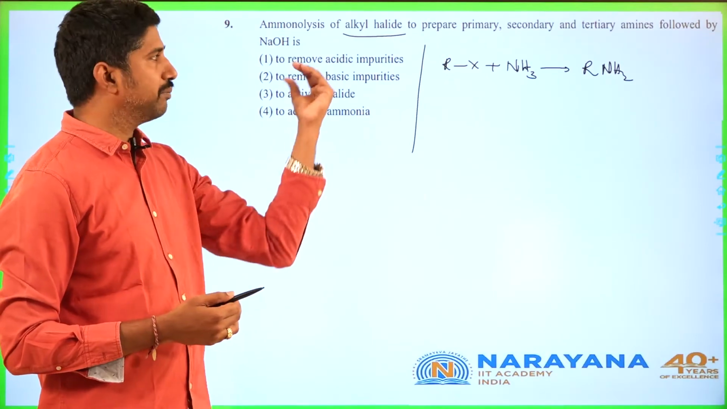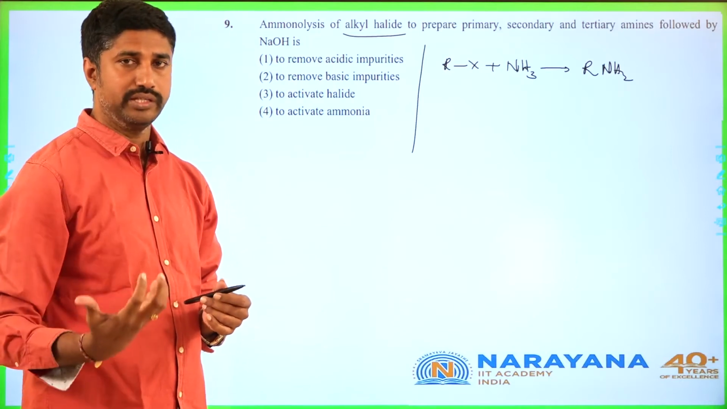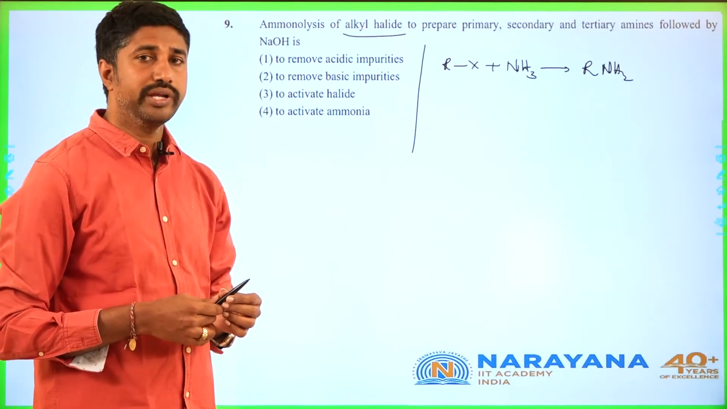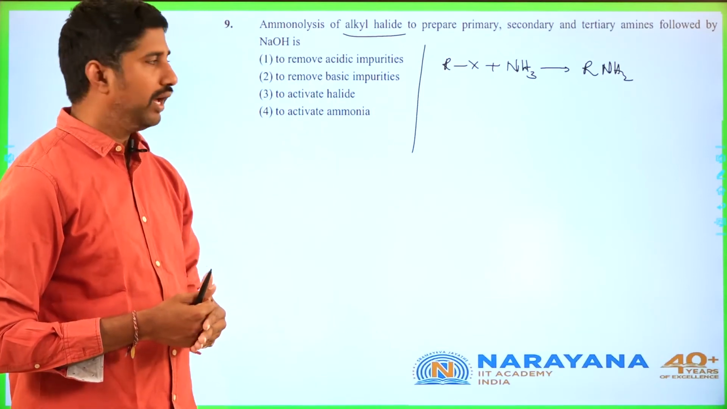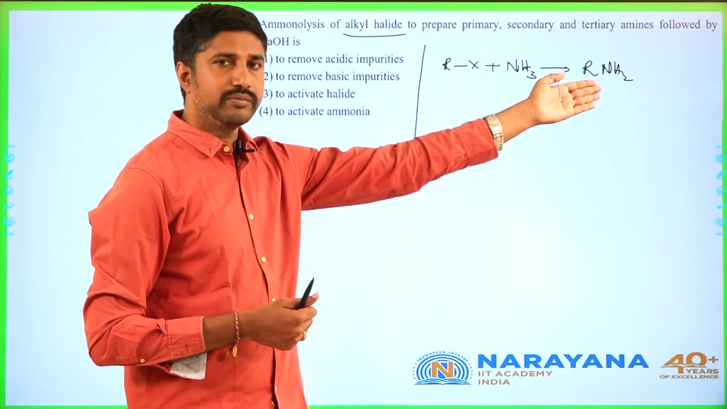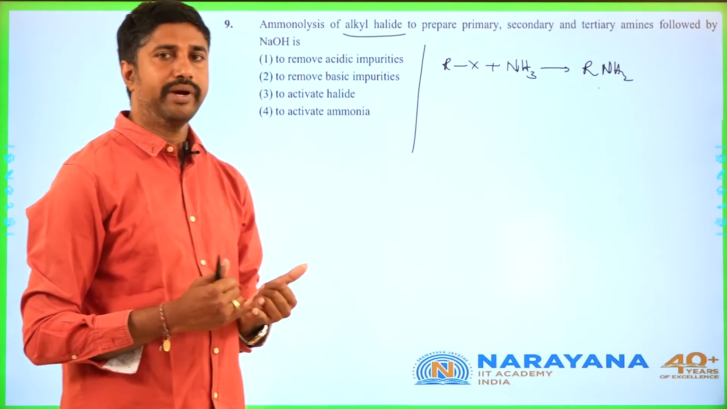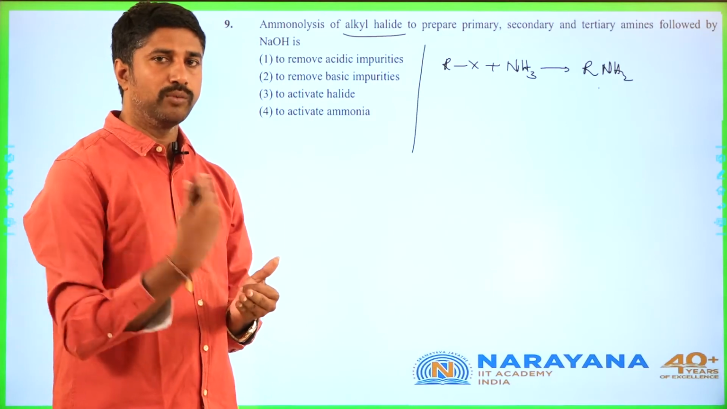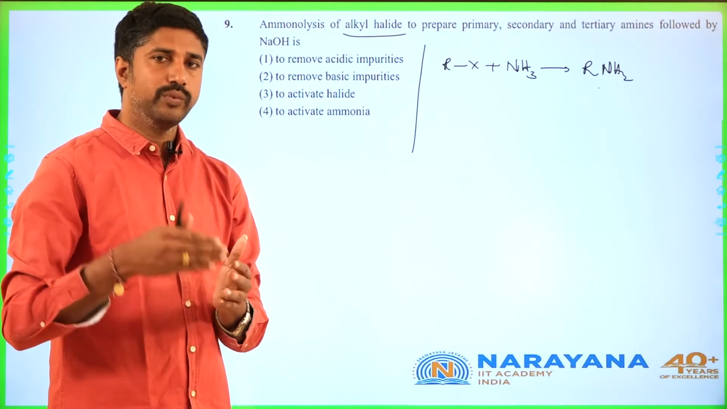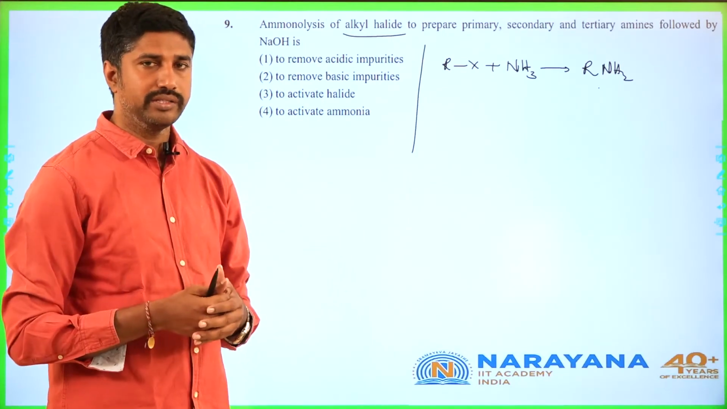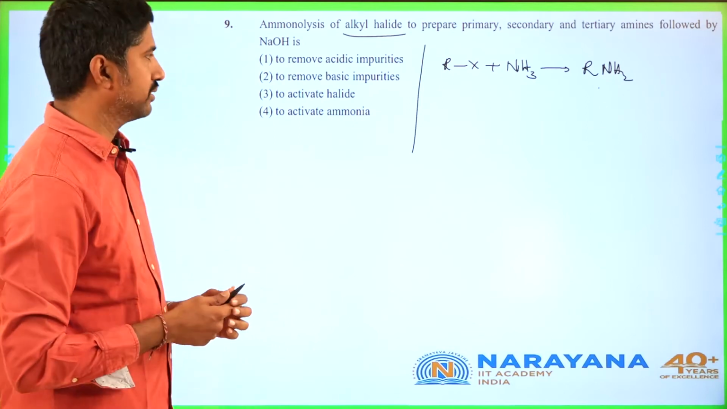The purpose of the treatment with NaOH is that if there are any acidic impurities, they can be removed by NaOH, which is a strong base. And as these amines are less basic than NaOH, they can be protected. So whatever products we got on ammonolysis, primary, secondary and tertiary amines, they can be separated easily without reacting with the acid if we have the treatment with NaOH, right?